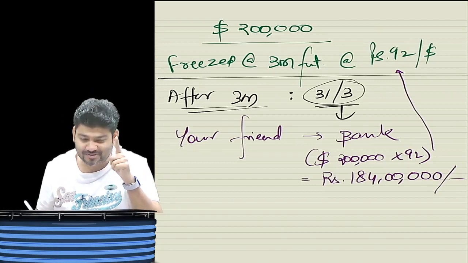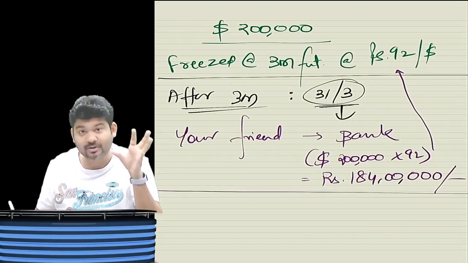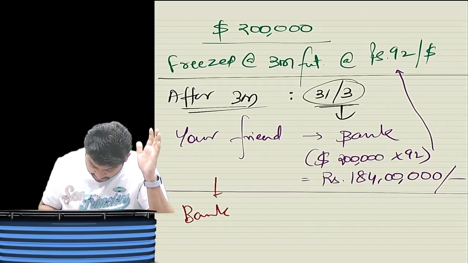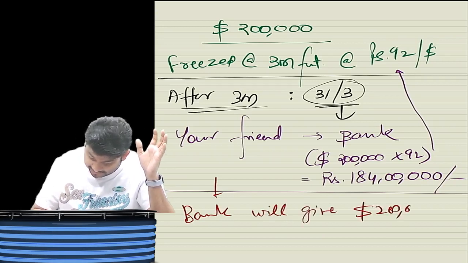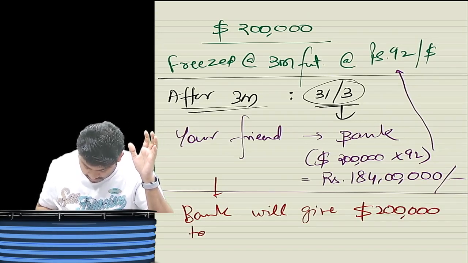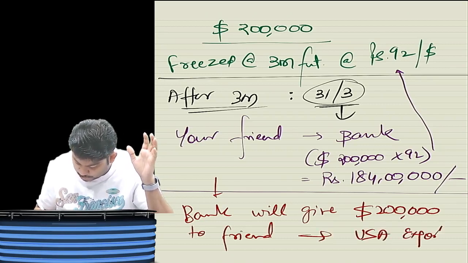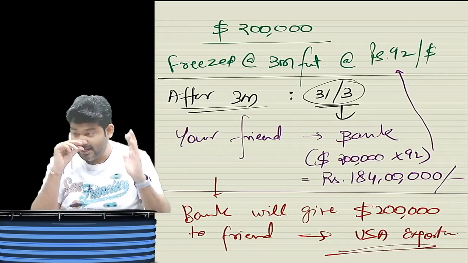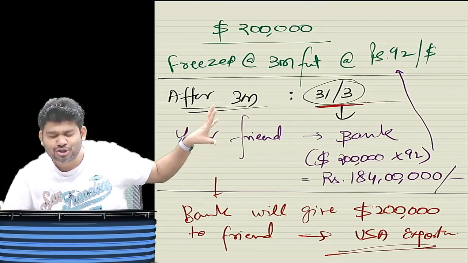Absolutely spot on. Okay, so now we have freezed at rupees 1 crore 84 lakh. He'll give it. What will the bank do? The bank in turn will give $2 lakh to your friend, which he will remit to the United States of America, to the exporter sitting there, and the deal will be closed. The trade deal and the forward deal both will close on 31st of March. Are we all clear with this?